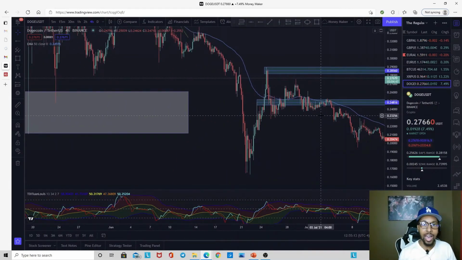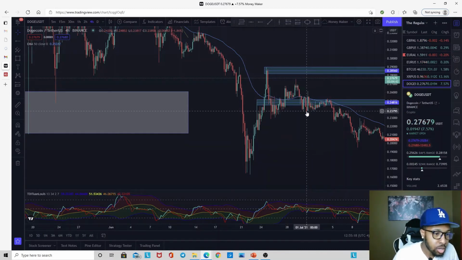That's me reversing. Dance moves on 10. Mario, you can't touch this. All right, so you gotta.